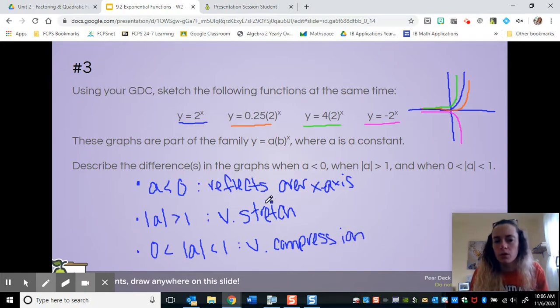I'm using vertical here just because it might be sparking something in your brain from Algebra 2 that out front or in the beginning of an equation, if there's a number that's multiplied to your parent function, that's automatically a vertical change. There are such things as horizontal stretches and compressions. We're just not going to talk about them in this capacity.